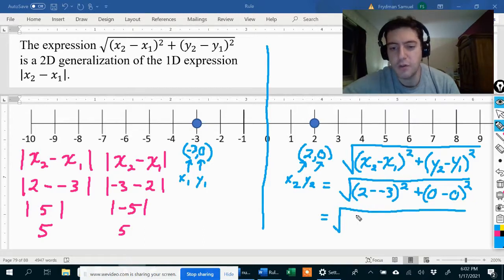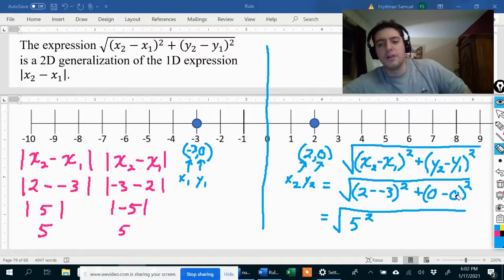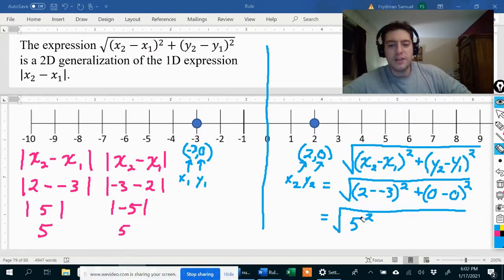so 2 minus -3 is 5, so 5 squared, and then plus, well, 0 minus 0 is just 0, and then 0 squared, which means 0 times 0 is still 0. So I could put plus 0 over here, but you don't even need to write plus 0. Okay, so you just have this over here. So you can see that this is looking very similar to what we had over here, where I have this 2 minus -3, and here I also had 2 minus -3, and I didn't have anything else over here, but really I don't have anything else over here either, because both of these are just zeros.